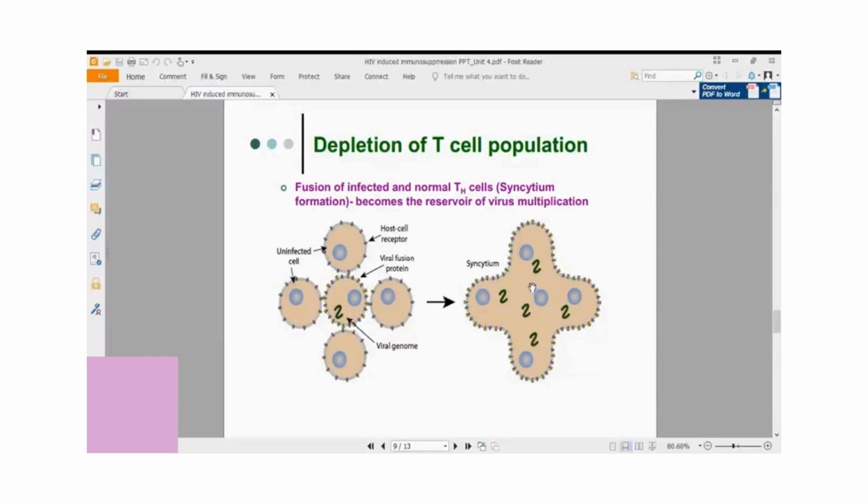And millions of viruses will emerge from that syncytium, and those viruses will be responsible for reinfecting the other TH cell population in the body of an individual which are not yet infected. So this is how the HIV infected person's TH cell can become useless by fusion. There are other viruses, not only HIV, which do have this ability of fusion.